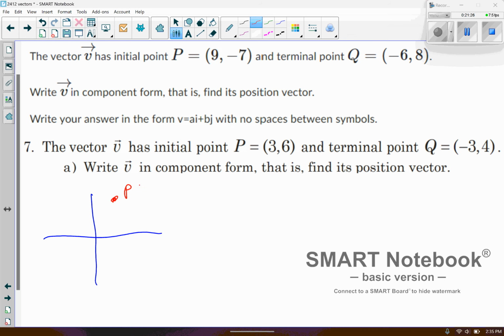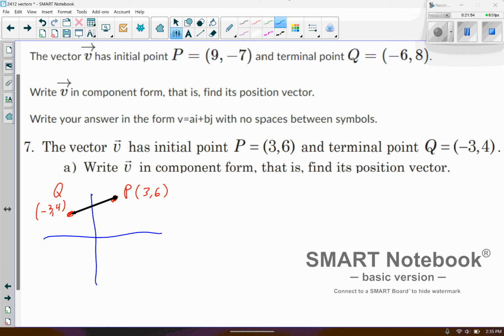So my initial point right here is at (3, 6), and then my terminal point is at (-3, 4). So negative 3, up 4, about right here. There is Q, and we're at (-3, 4). And so my vector starts here and it terminates right there. Okay, so to find the component form, it's pretty simple.